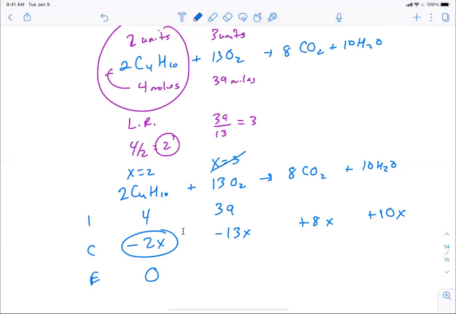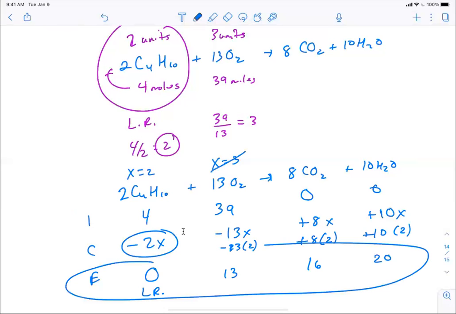So this is your limiting reactant. Then you do minus 13 times 2. So you have 13 moles left over. And then plus 8 times 2 is 16 of this. And plus 10 times 2 is 20 of this. And now you have the moles of all the products that you have present, and the reactants that you have left in the container after the reaction is completed.